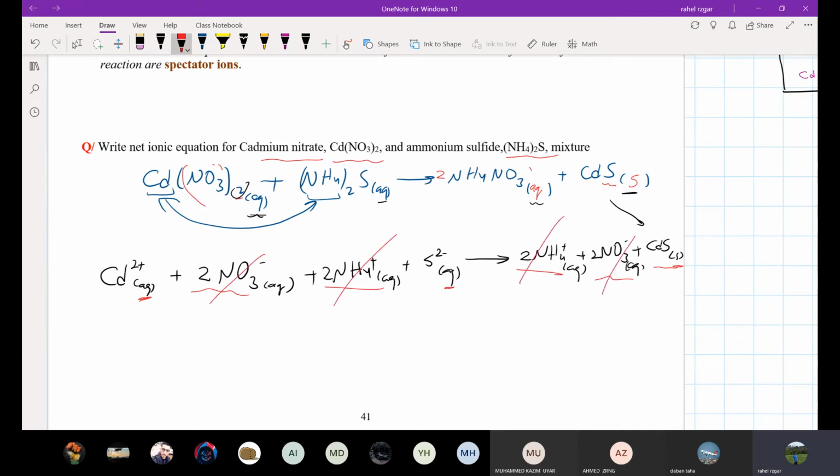Nitrate and ammonium haven't undergone reaction, so we remove them from this equation. They are present in the solution, in the container, but we remove them from our equation just to say that they haven't undergone reaction. Then, what do we call NO3 and NH4?